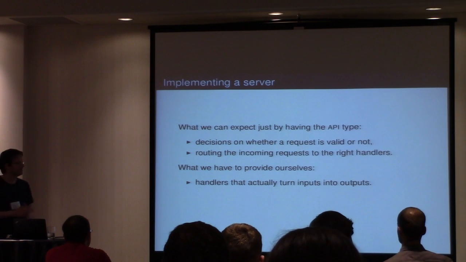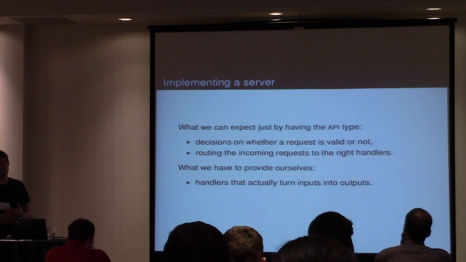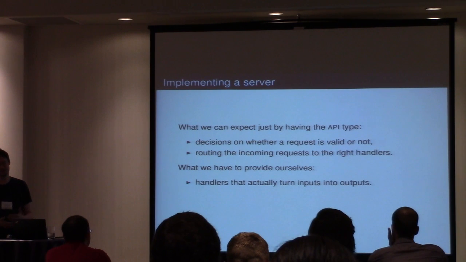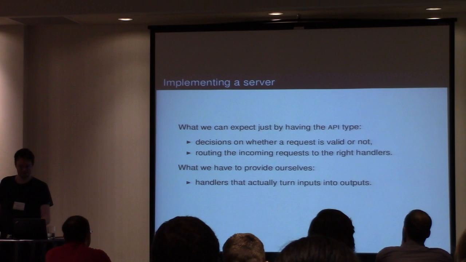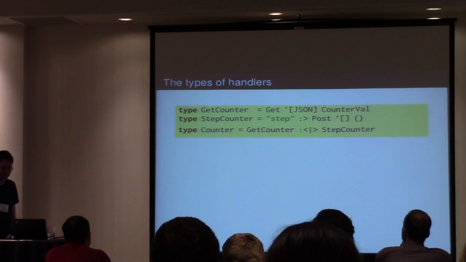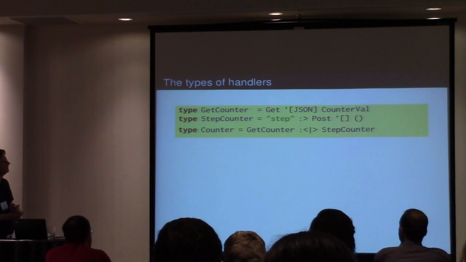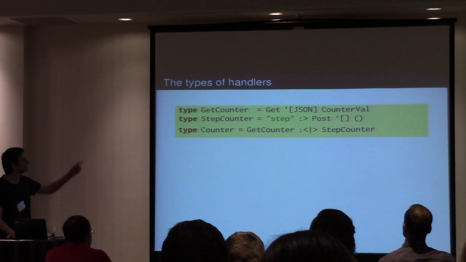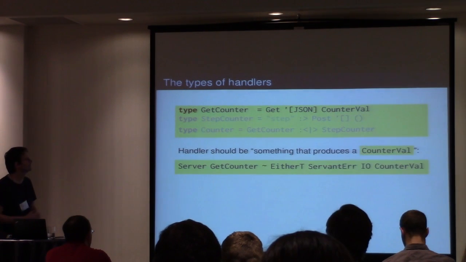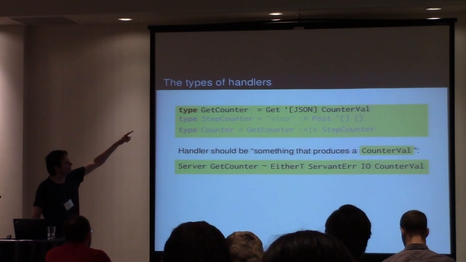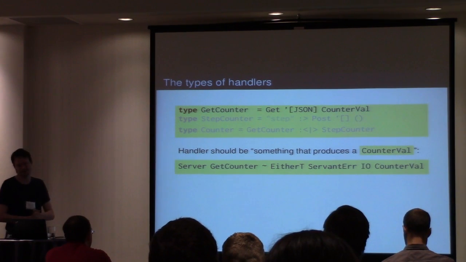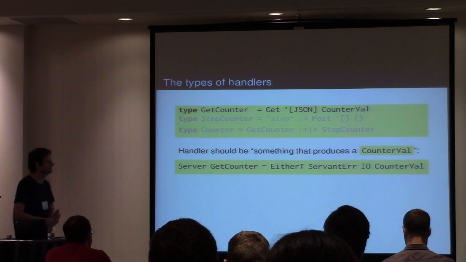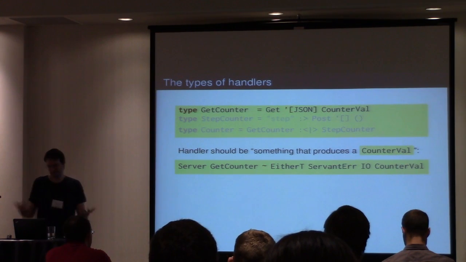But we obviously still have to provide ourselves the information about what we really want to do with the inputs, how we want to turn inputs into outputs. So this is something that cannot be done for free. So how does that work in practice? If we look at the API again, and if we just focus in on the first part for the time being, on the get counter part, then the handler for that part should be something that produces a value of type counterval. And in practice, this is handled by a type level function in Servant.